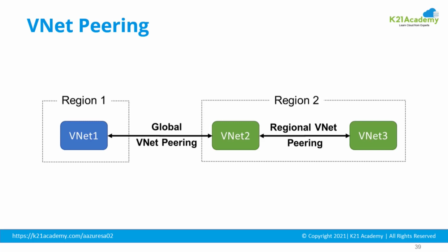What is VNet peering? In Azure, you have different networks, and these networks are specific to a region. When you create a network, it will be available only in that region. You can create multiple networks or VNets inside a region, but if you have machines in two different regions, then you'll be creating two different networks.